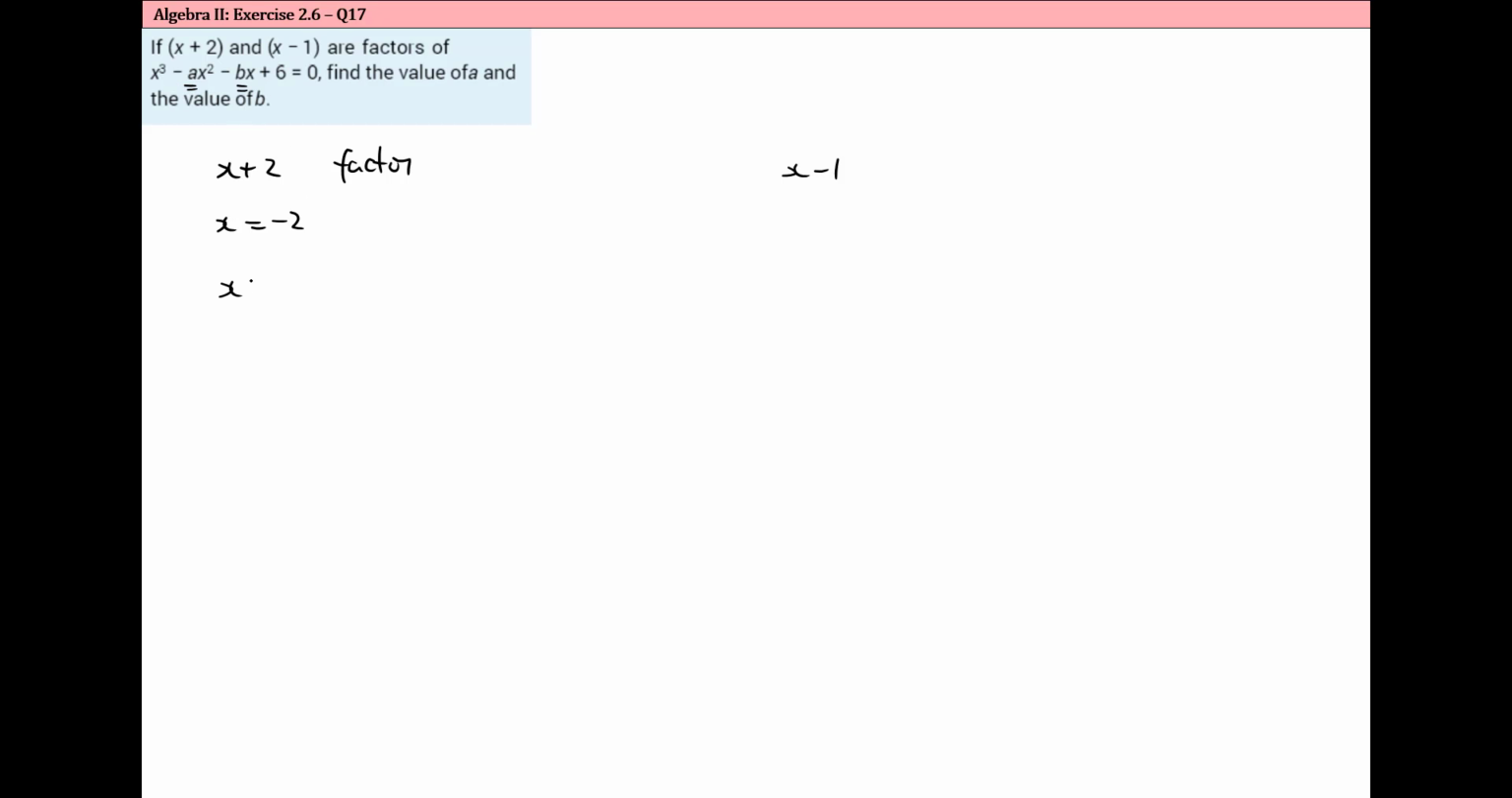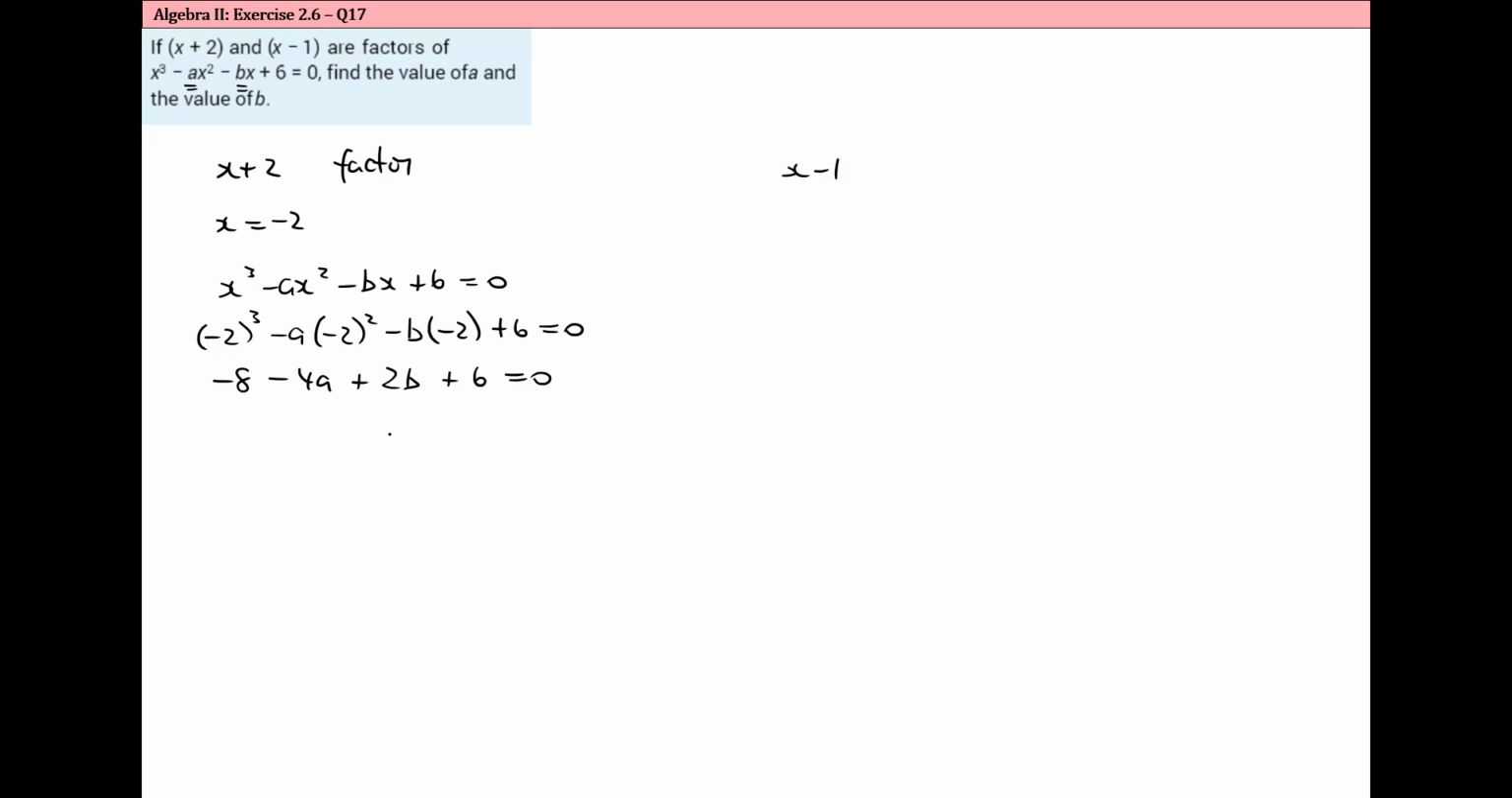So writing down the equation again, we have x cubed minus ax squared minus bx plus 6 equals 0. And if x equals minus 2 is a solution, we're going to sub the minus 2 in. So we have minus 2 cubed minus a by minus 2 squared minus b by minus 2 plus 6 equals 0. Minus 2 cubed is minus 8. And minus 2 squared is 4 times minus a is minus 4a. Minus b by minus 2 is plus 2b, and then plus 6 equals 0.